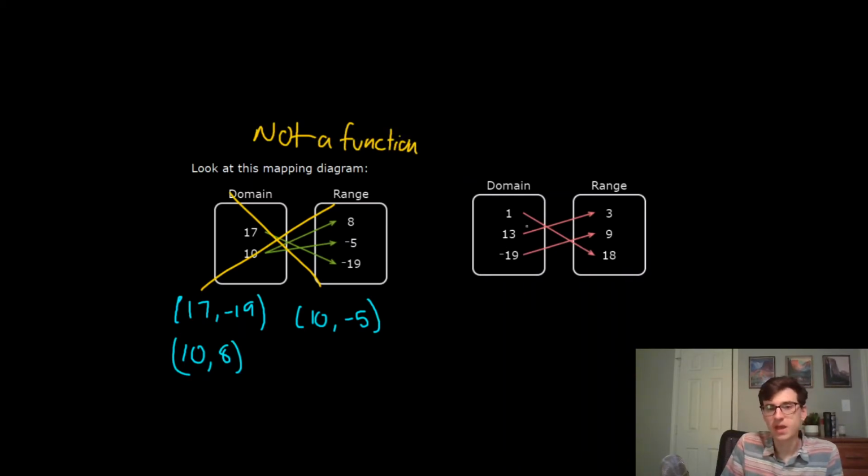Versus this mapping diagram, 1 goes to 18, 13 goes to 3, and negative 19 goes to 9. Those are all distinct outputs for my inputs, all unique outputs for my inputs, not the same.